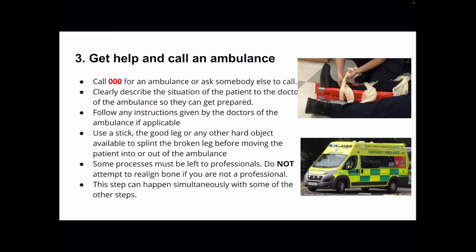Clearly describe the situation of the patient to the doctors of the ambulance so they can get prepared. Follow any instructions given by the doctors of the ambulance if applicable. Use a stick, the good leg, or any other hard object available to splint the broken leg before moving the patient into or out of the ambulance to avoid further injury.